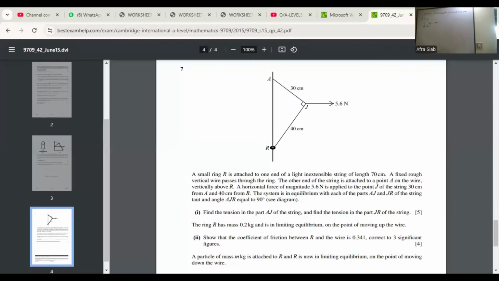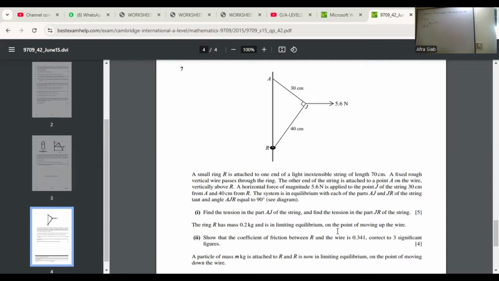A small ring R is attached to one end of a light inextensible string of length 70 centimeter. A fixed rough vertical wire passes through the ring R. The other end of the string is attached to the point A on the wire vertically above R. A horizontal force of magnitude 5.6 Newton is applied to the point J of the string, which is 30 centimeter from A and 40 centimeter from R.